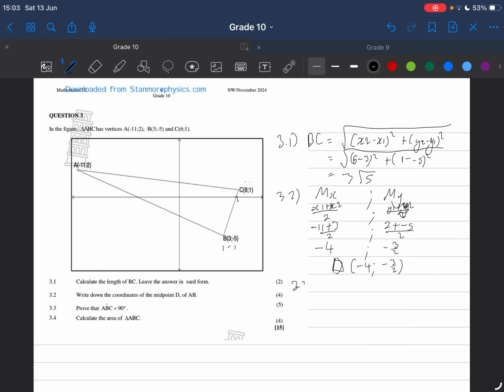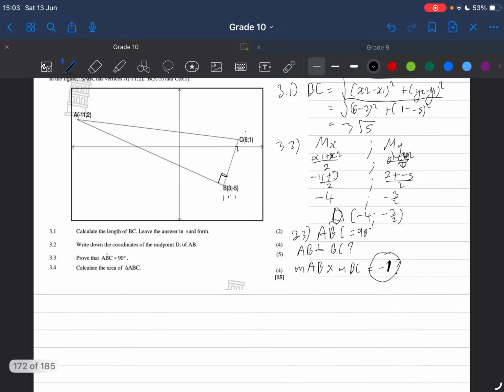Then 3.3 states prove that angle ABC is equal to 90 degrees. That means this point here, ABC, is 90 degrees. For that to be 90 degrees, we'd need to say that AB needs to be perpendicular to BC. That's what we'll need to figure out. Is AB perpendicular to BC? If they are perpendicular, that means the gradient of AB times the gradient of BC needs to equal negative 1. So does it equal negative 1?